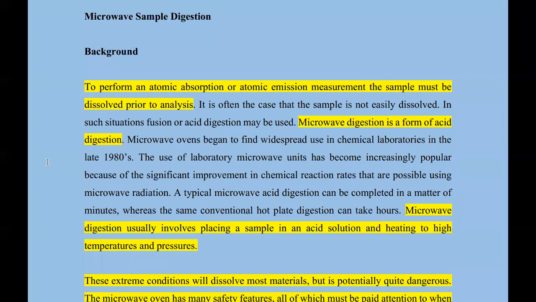So today we'll be looking at what we call the ashing method. There are two types of ashing method: what we call dry ashing as well as wet ashing. Today's discussion is entirely coming from wet ashing.